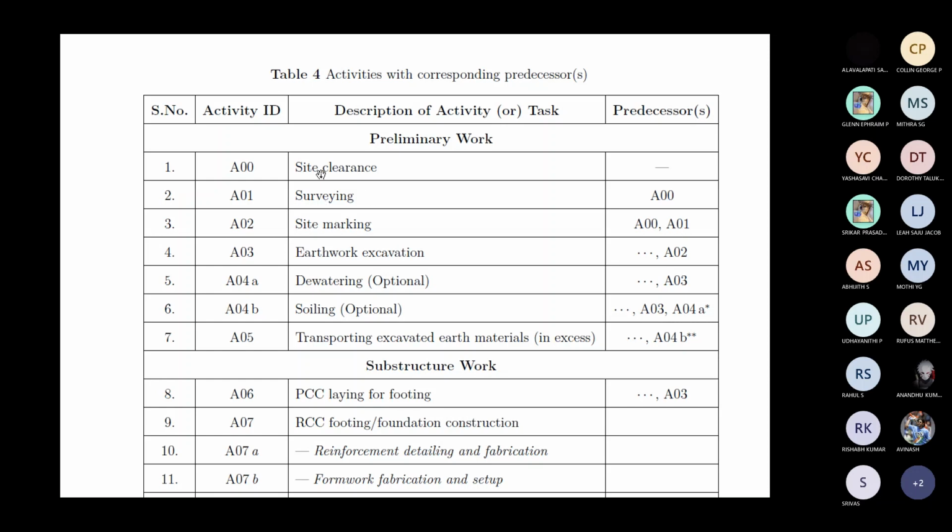Then surveying. When the site is not cleared, how do you perform the engineering surveying? You measure the land, or find out the topography, like landscape mapping and all, right? All those things can be done only if you clear the site, right? That's why it follows after A00, right? So the predecessor of surveying is A00. Without doing a surveying, you cannot do a site marking. So how do you really do it without it?